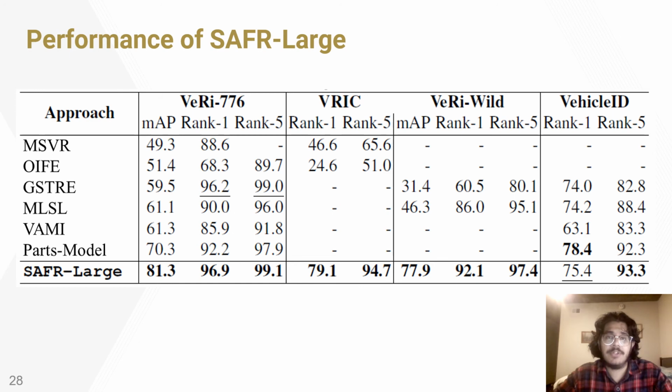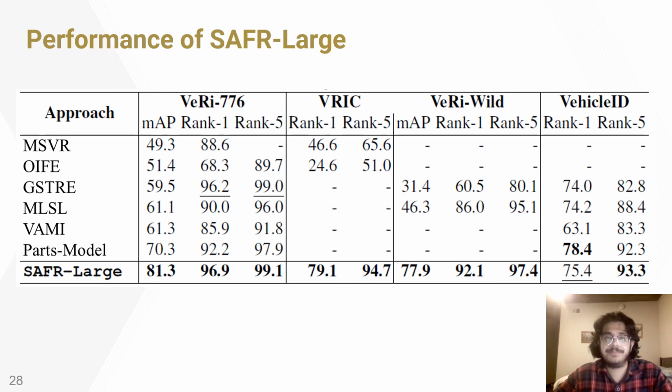We compare SAFR Large to current states of the art. SAFR Large outperforms all current approaches across all datasets, except for VehicleID, where the parts model approach performs slightly better. On VeRi-776, SAFR Large has a 15% higher mAP metric and 5% higher rank 1 compared to the parts model.